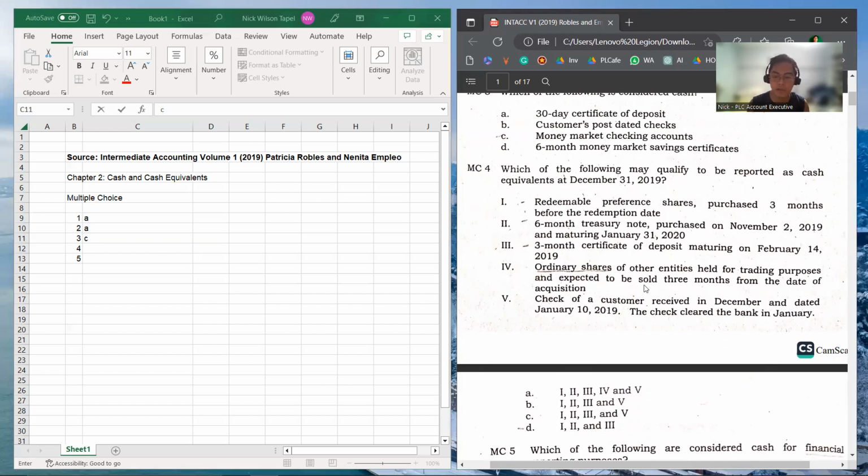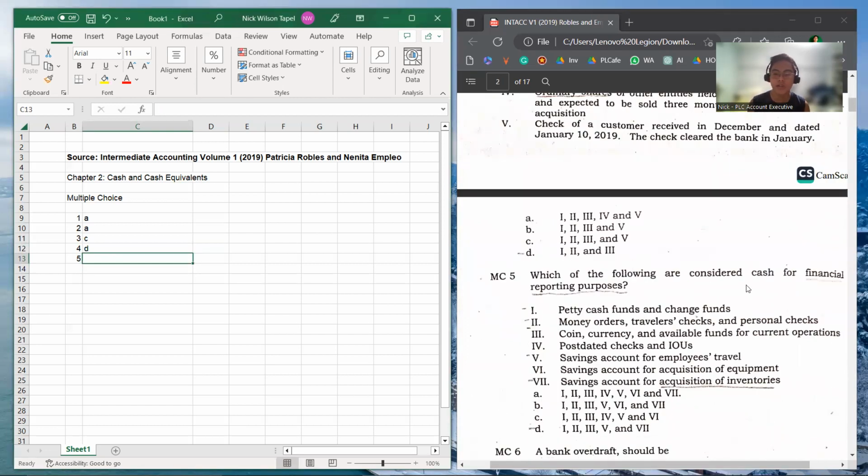Number 5, check of a customer received in December and dated January 10, 2019. The check cleared the bank in January. This is a receivable, so the only ones qualified to be reported as cash equivalents are 1, 2, 3, which is letter D.